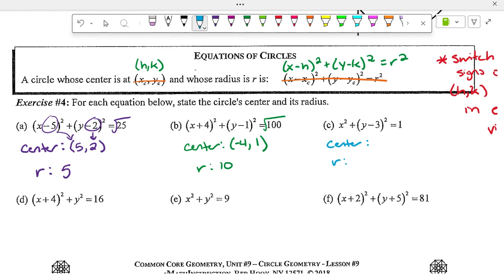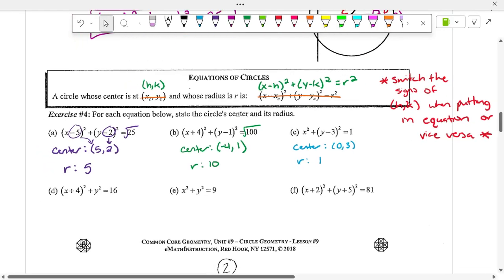All right. Zoe, what's the center? 0, 3, good. Dominic, what's the radius? 1. Any questions on how you figure out the center and the radius? Any questions on how you write the equation given the center and radius?